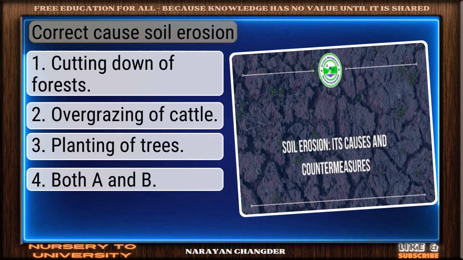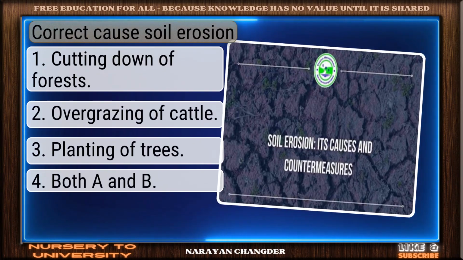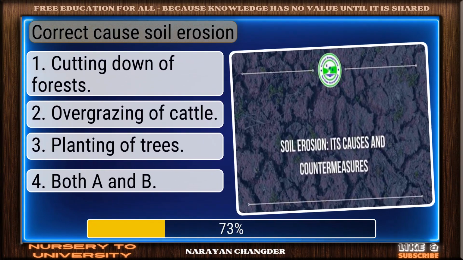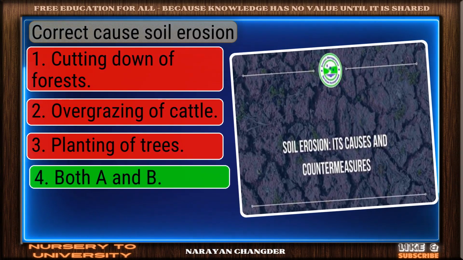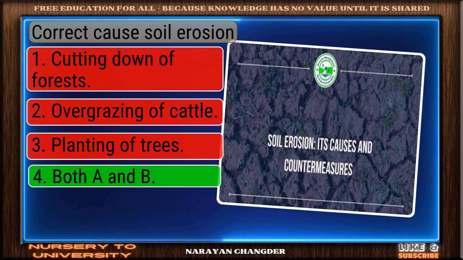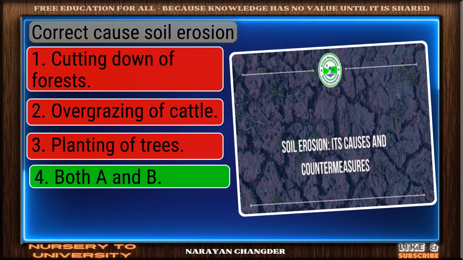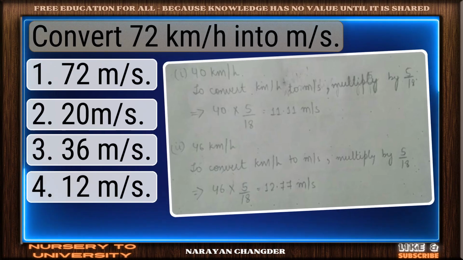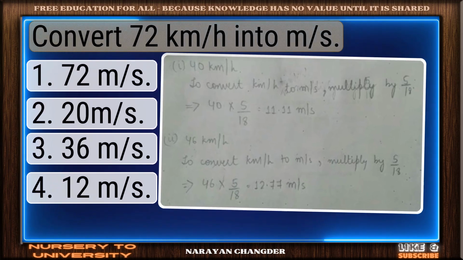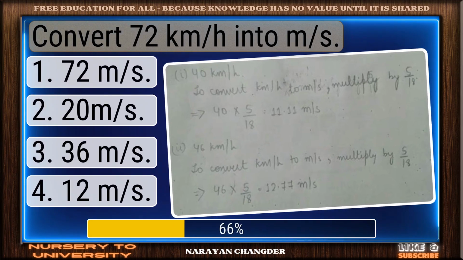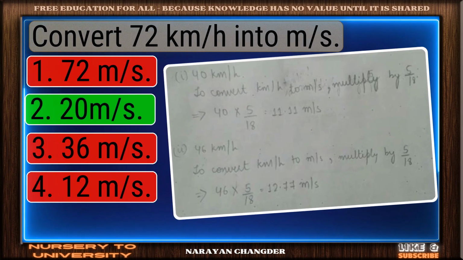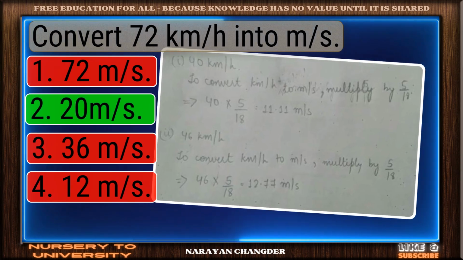Question number 246. Which cause soil erosion? Clear logic. Your choice, both A and B, is sound and 100% true. Question number 247. Convert 72 km/h to m/s. Smart pick. 20 m/s is the correct choice.